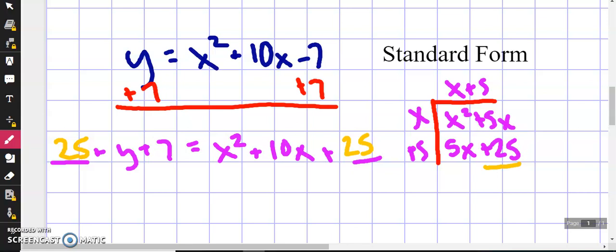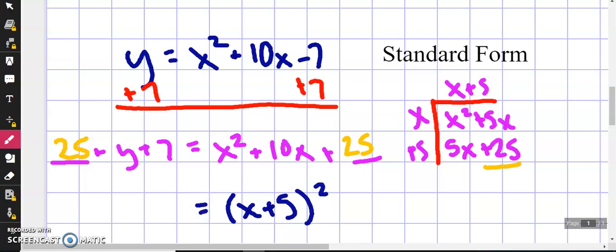So the next thing I'm going to do is take the right side of the equation and factor it using the box that I wrote out already. So if I have x squared plus 10x plus 25, I know the factored form of that is x plus 5 squared.